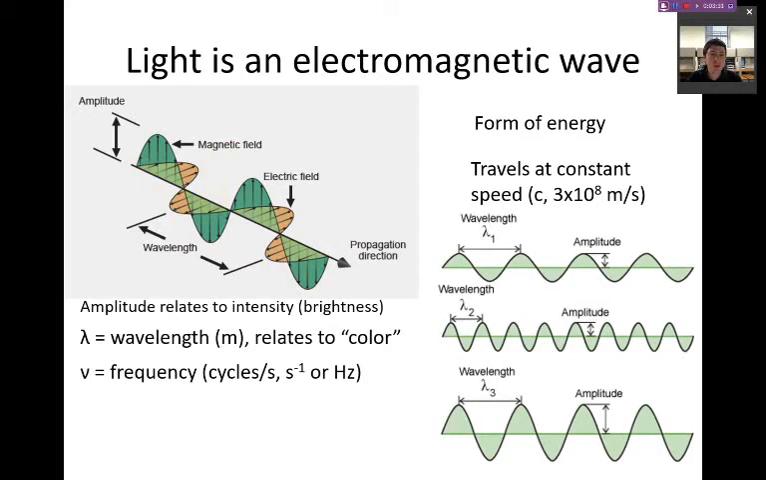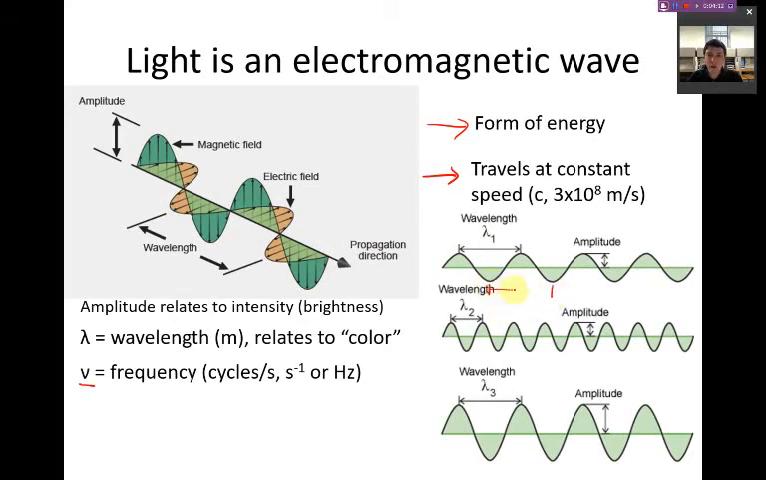But this gives them properties, such as the fact that they are a form of energy, and they travel at a constant speed, which is the speed of light, or 3 × 10⁸ meters per second. All types of waves have properties of what we call the wavelength, the amplitude, and also the frequency. The amplitude you can think of as the height of the wave, and that for light corresponds to its intensity or brightness.